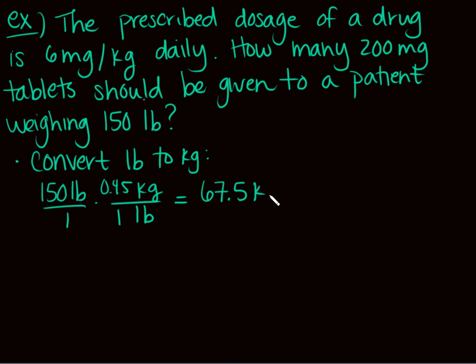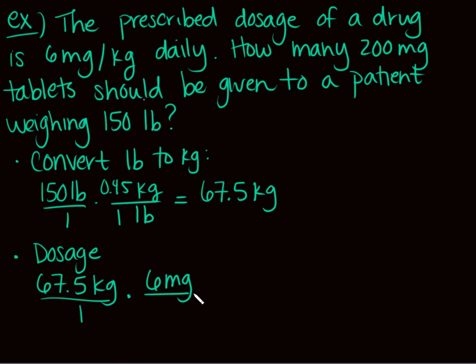So this person weighs 67.5 kilograms. Now let's figure out the dosage. I have 67.5 kilograms, that's how much the person weighs, and then I'm going to multiply by the 6 milligrams per kilogram, right? That's how much the person gets per kilogram. So for every kilogram, that person gets 6 milligrams of whatever that drug is. So if I multiply these, this person gets 405 milligrams of the substance.